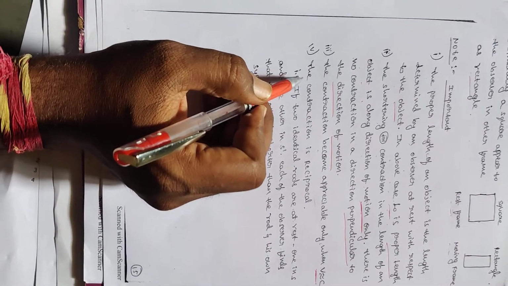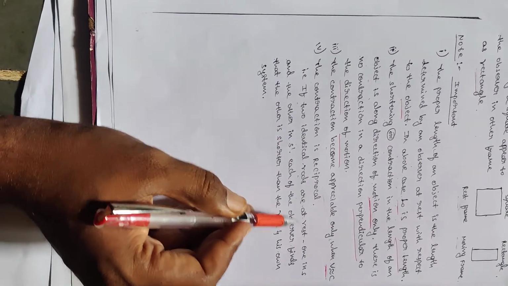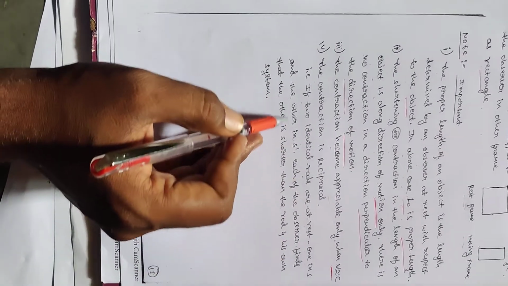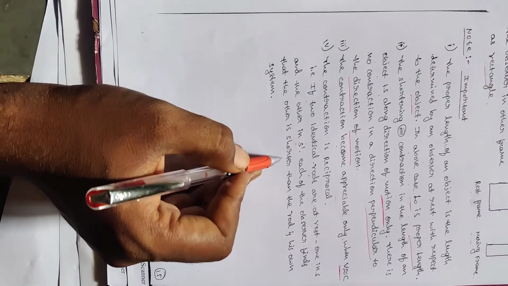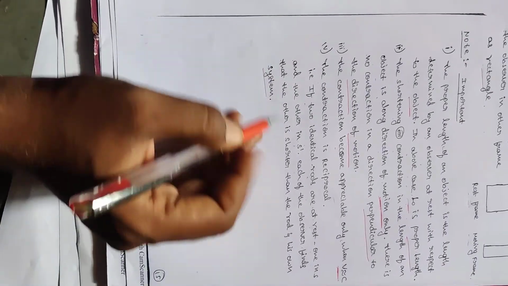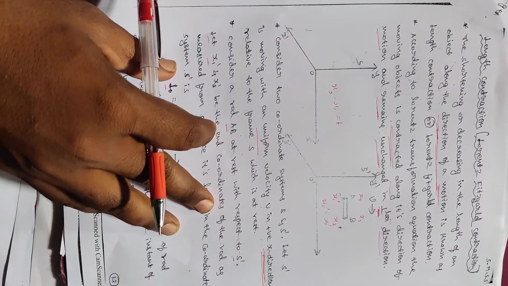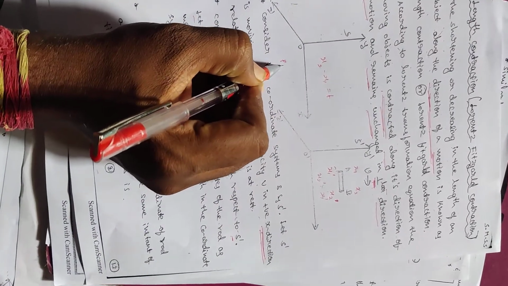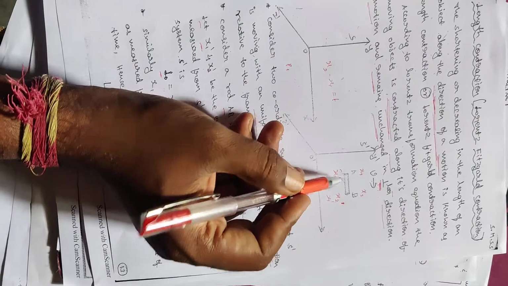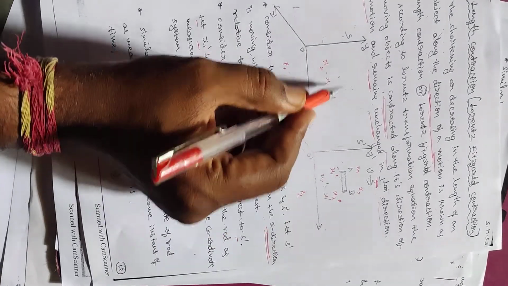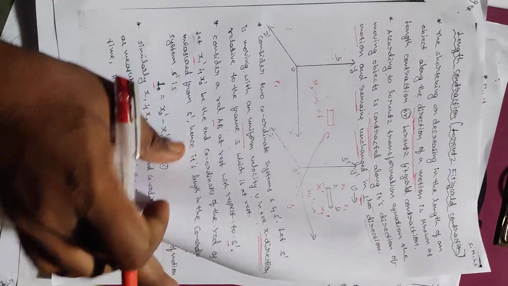The last note is that the contraction is reciprocal. If two identical rods are at rest, one in the S frame and another in the S dash frame, each observer finds that the other's rod is shorter than the rod in his own system. If person 1 is here and person 2 is here, this rod is shortened for him and that rod is shortened for the other. The last note says this.